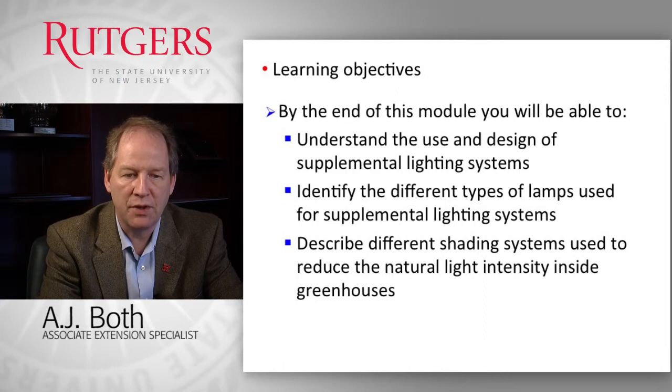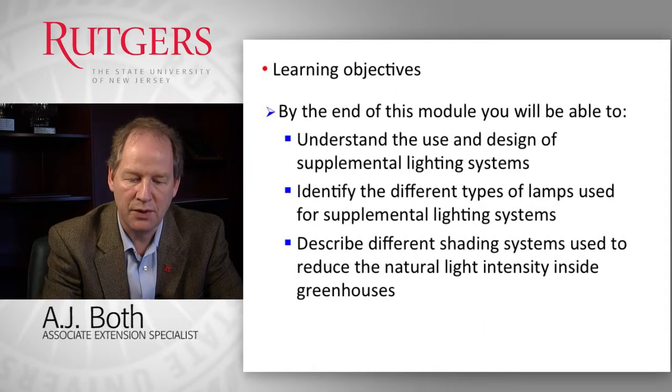The learning objectives are: first, you should be able to understand the use and the design of supplemental lighting systems. Second, you should be able to identify the different types of lamps used for supplemental lighting systems. And lastly, you should be able to describe the different shading systems used to reduce the natural light intensity inside greenhouses.